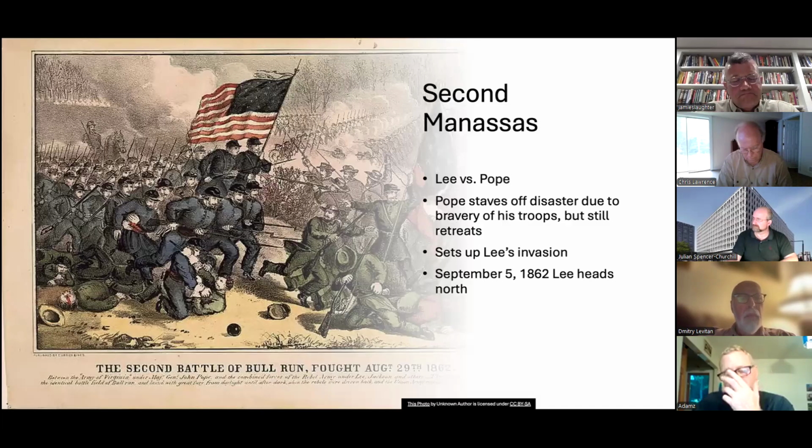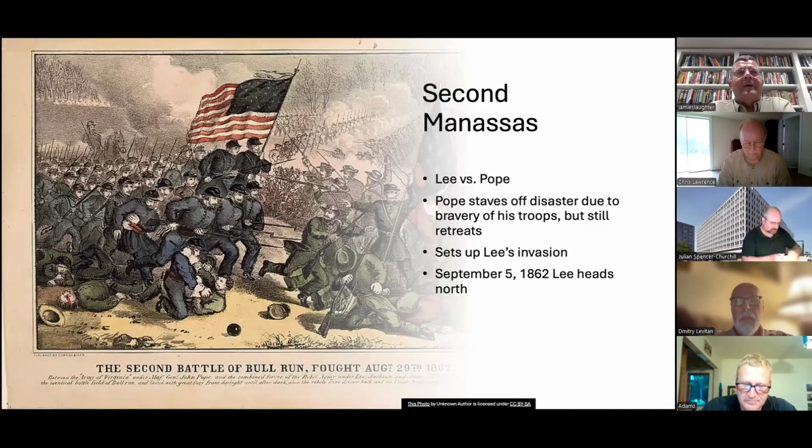Pope manages to stave off disaster largely due to the bravery of his troops. One of the things that's really patently unfair and has been written many times, I think, arguably because of the Lost Cause mythology more than anything, is that Union troops were not as good, they were not as well trained, they were not as brave, and that's simply not true. Lots of times, the reason that federal troops are defeated is not because they're cowardly, it's not because they're not well trained, it's not because they're not well armed, it's not because they don't know how to fight. It's simply because they're put in incredibly awkward positions that are basically untenable.